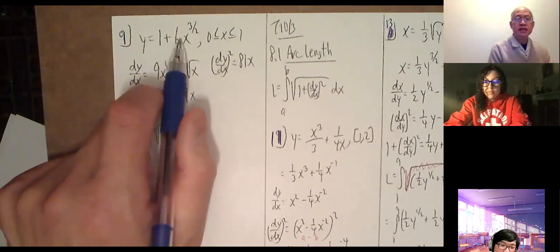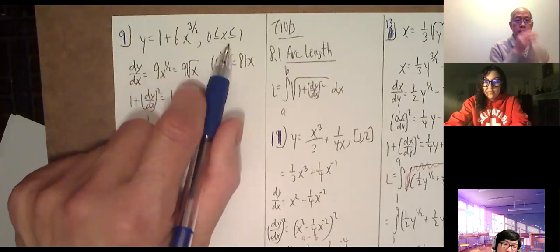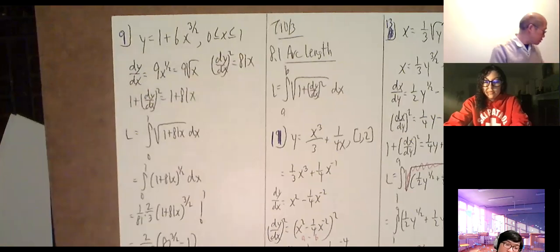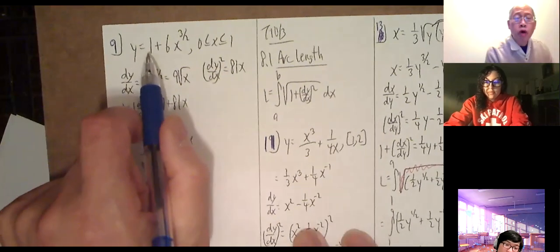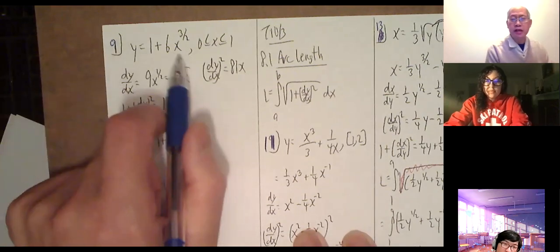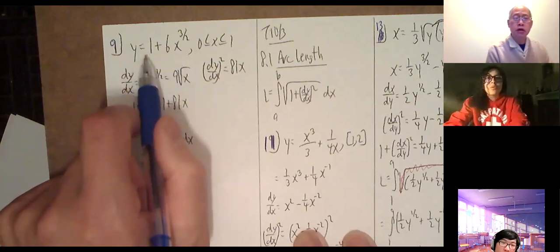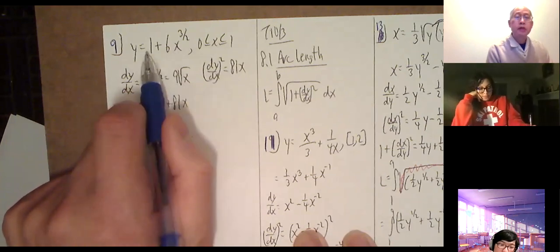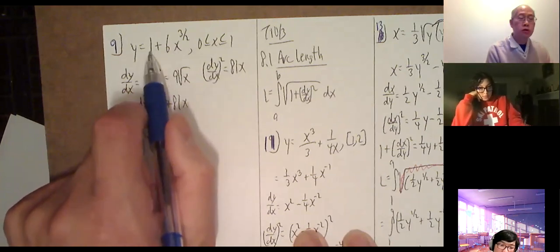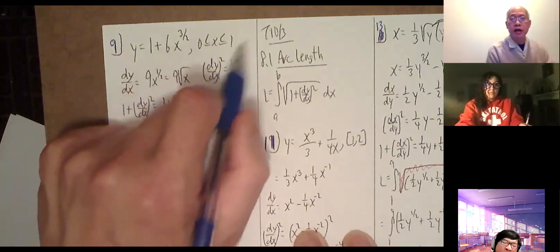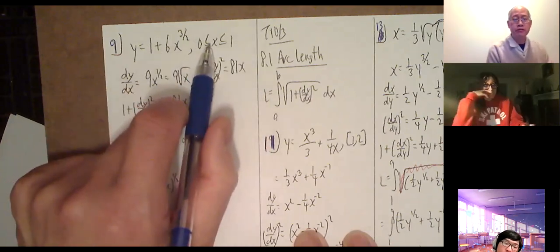Okay, 1 plus 6x to the 3 halves from 0 to 1. Okay, so this has some curve, right? It looks like something. We don't really care about what it looks like. So I'm walking along that curve from 0 to 1. Well, we can do that. If I plug in 0, I'm at 1. So 0, comma 1, right? When you plug in 1, you get 7. Okay, so I'm going from 0, comma 1 to 1, comma 7 along this curve. Okay, let's just say look something like that. We don't really care. How long is the length of the curve?